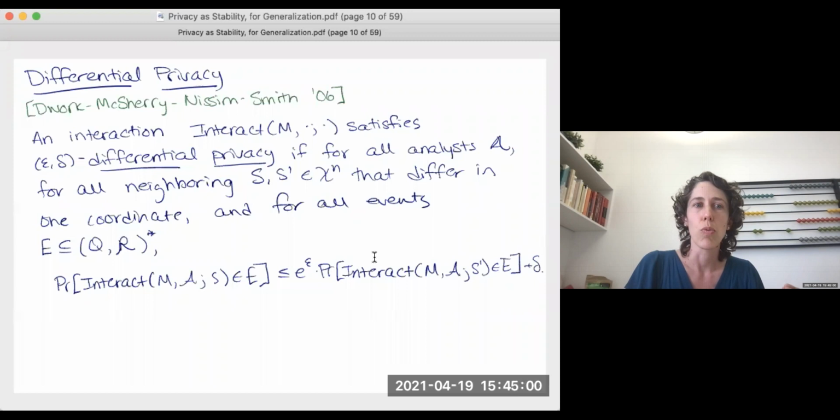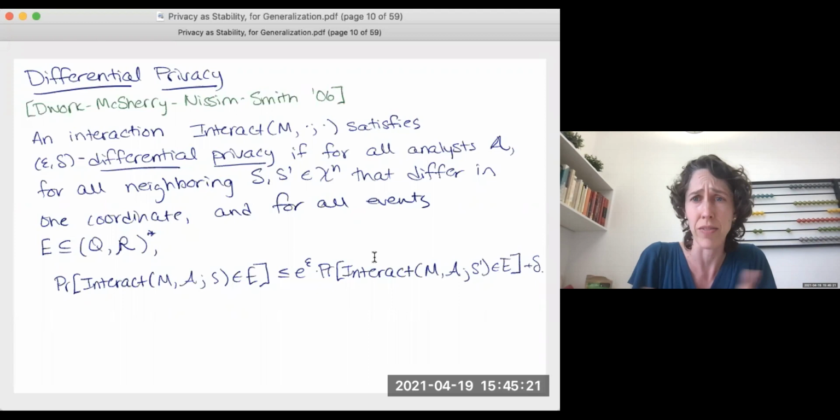And what the guarantee says is that for any two neighboring data sets, we need to generate similar outcomes. So from the perspective of an individual, this is saying, whatever we could learn through this process, we basically would have learned it even if you had falsified your data or not shown up for the study.